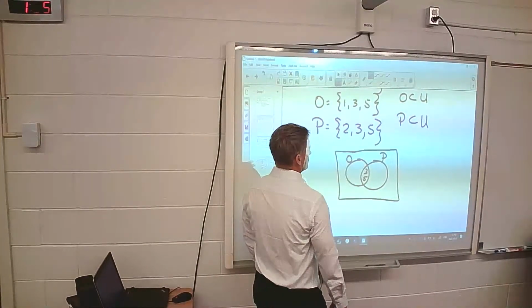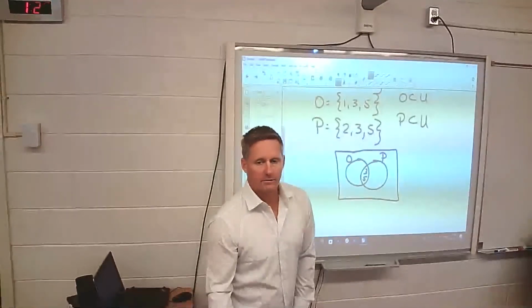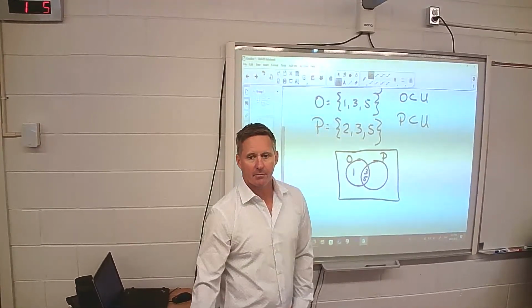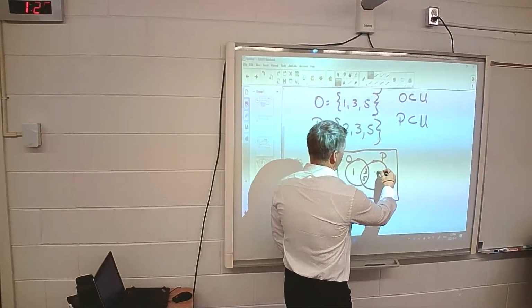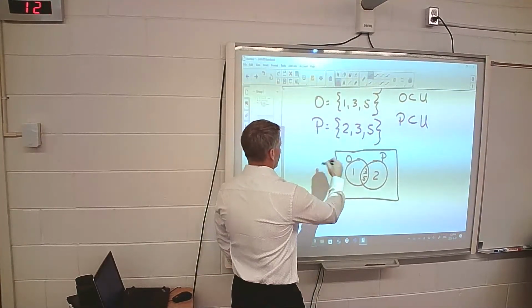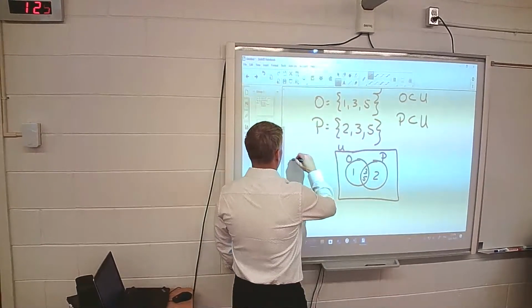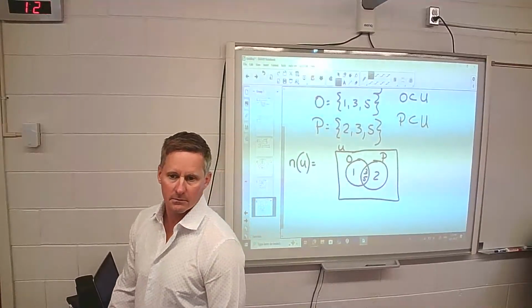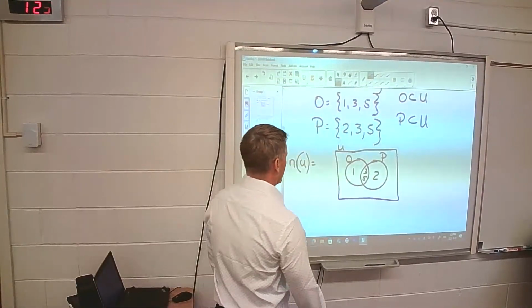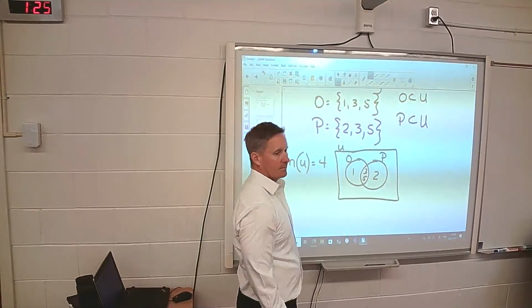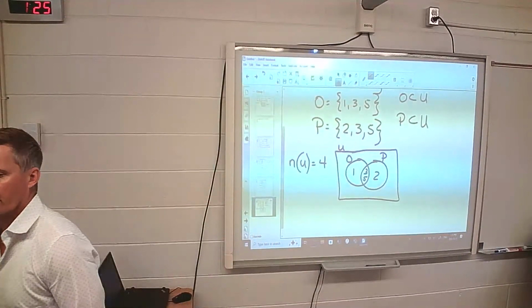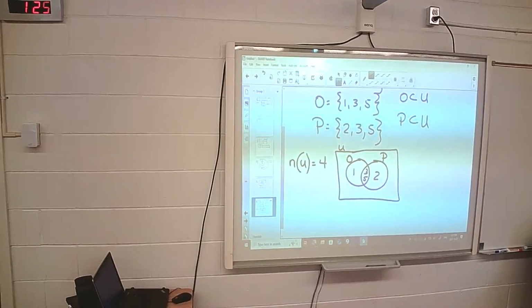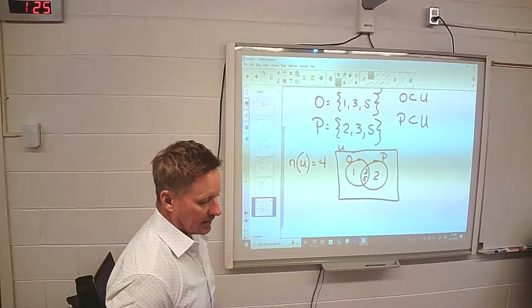Okay? What's the one value that's an odd value but not a prime number? 1. What's the one value that's a prime number but not odd? 2. Let's call this my universe. How many values are in my universe? How many? 4. I don't have to count 3 and 5 twice. So the number in the universe is 4. That basically sums up all of today.